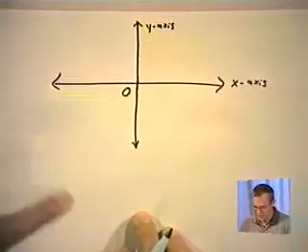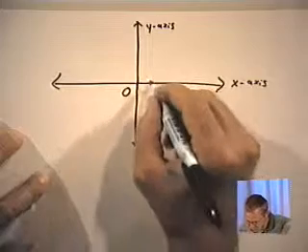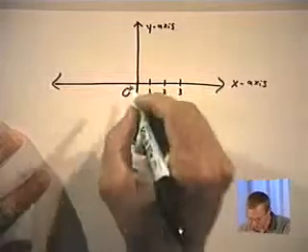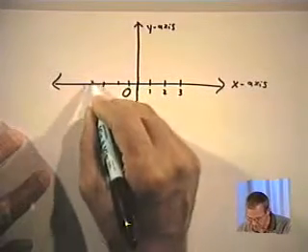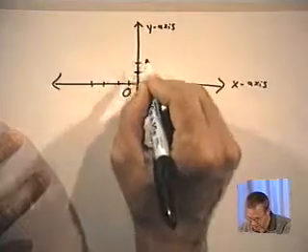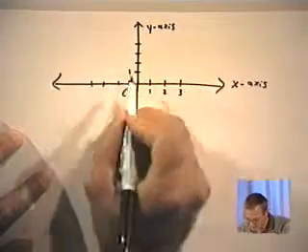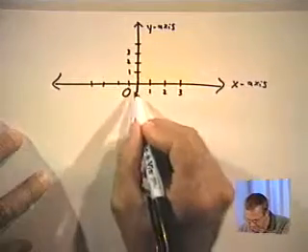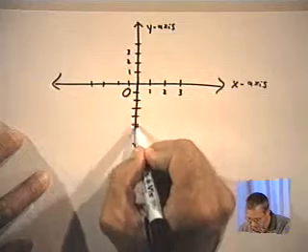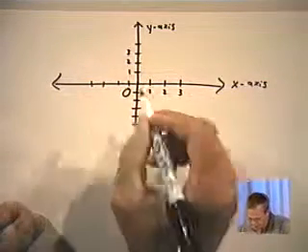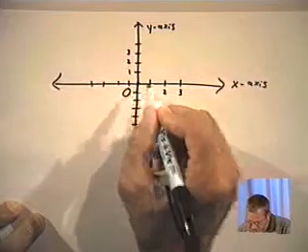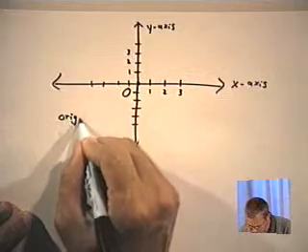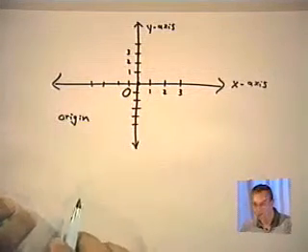Now let's go ahead and put some tick marks on our number lines. There may be 1, 2, 3, and so on. We could certainly go in the negative direction as well. And I'll label going up as positive values, so we'll label that as 1, 2, 3, etc. And those would be negative values. Now, this point right here is called the origin. That's where our rectangular coordinate system originates.